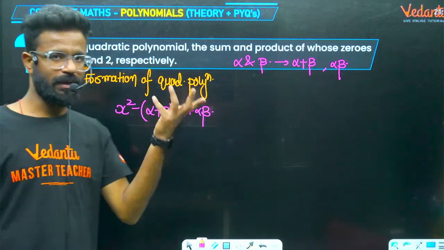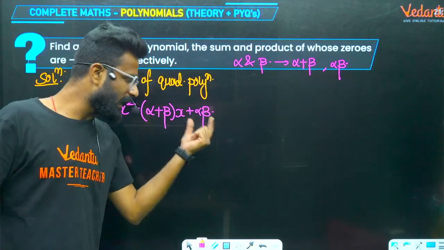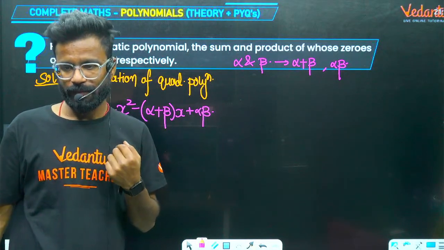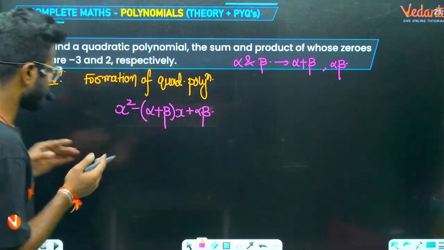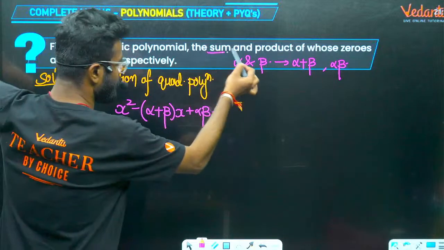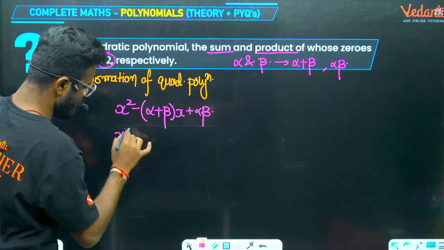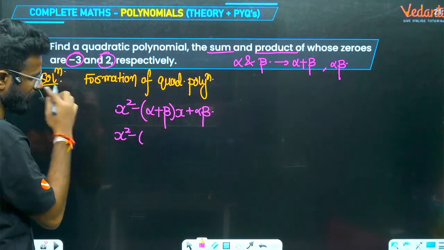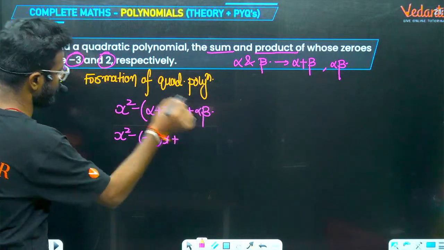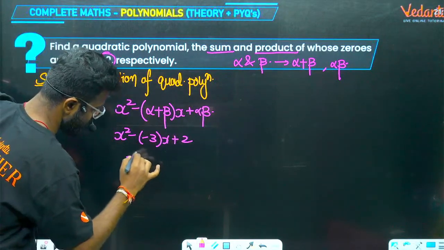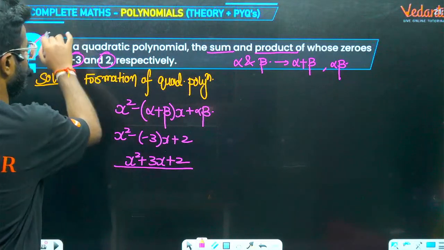We know that alpha and beta are the zeros of the polynomial, and alpha plus beta is the sum of the zeros, and alpha beta is the product of the zeros, right? Yes, Sandhya, it's correct. Wow. So here the sum is minus 3 and the product is 2. You can simply put this in this particular equation. Alpha plus beta is minus 3, into x, plus alpha beta is 2. X square plus 3x plus 2. This is the required quadratic polynomial.